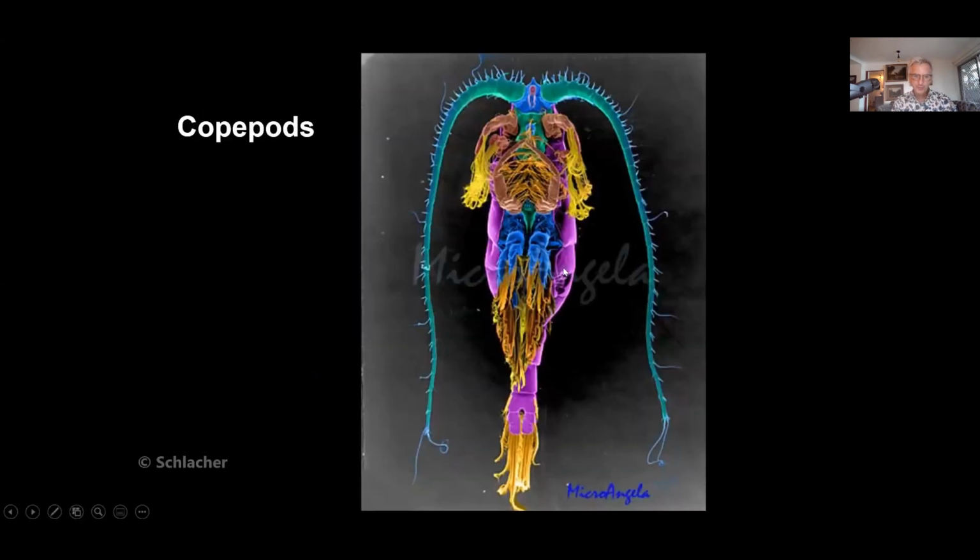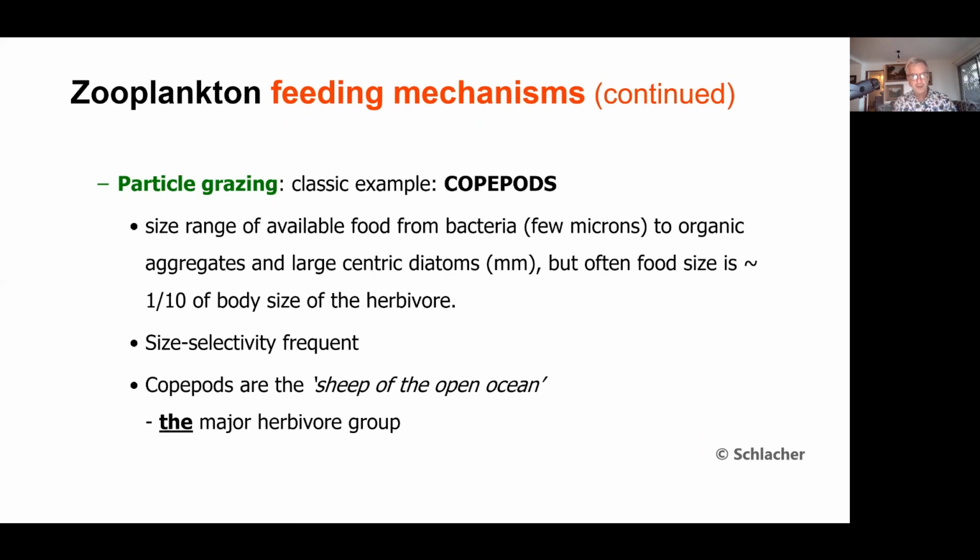If you look at a copepod from the bottom, it has a few legs here. This is the tail, which stabilizes them when they swim. Those are the antennae, which they use to get forward in the water. But most of the mouth parts here are a gigantic feeding structure to capture phytoplankton. They can graze anything up to about 1/10 of their body size. There's some size selectivity, but they're often called the sheep of the ocean.